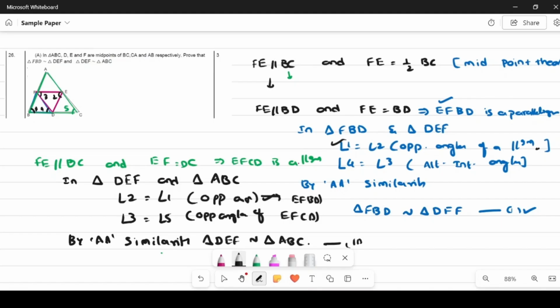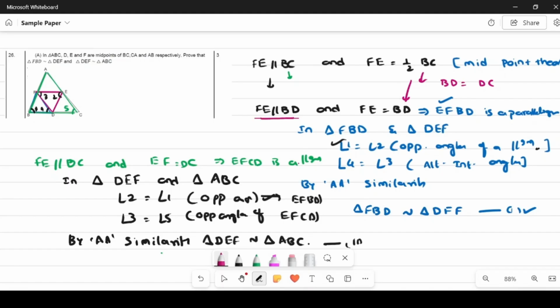Hope this is clear. We are just using the midpoint theorem first. Since E and F are midpoints of sides AB and AC, then the line segment joining these midpoints will be parallel to the third side and equal to half of the third side. Therefore, FE is parallel to BC and FE is equal to half BC. Since D is on BC, as FE is parallel to BC, FE is parallel to BD also, and FE is equal to half BC. Since D is the midpoint, BD is equal to DC. Here half BC is equal to BD, that is equal to DC. So I am replacing half BC with BD here.